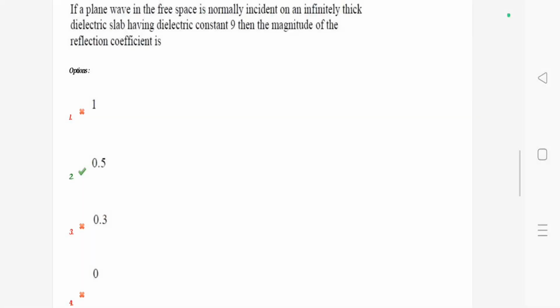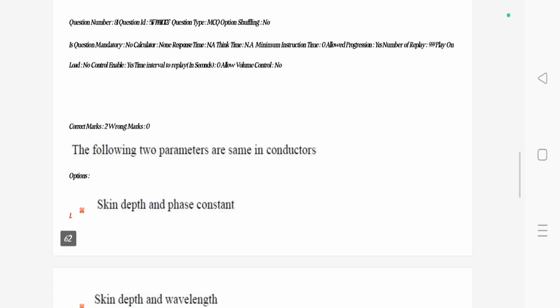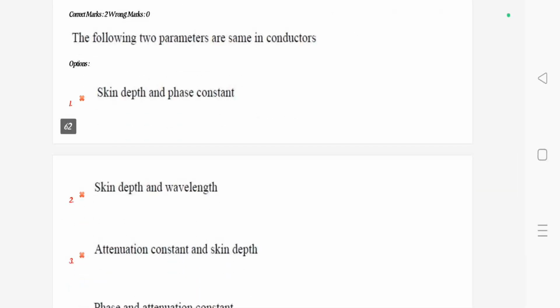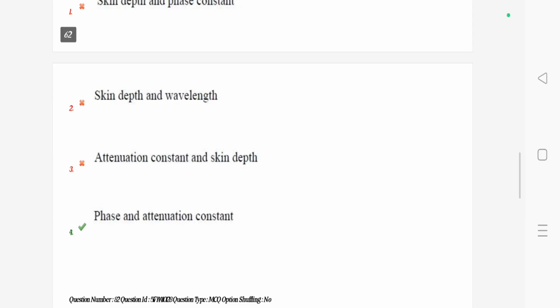If a plane wave in free space is normally incident on an infinitely thick dielectric slab having dielectric constant 9, then the magnitude of the reflection coefficient. This also I explained in the attached video. Answer comes to be 0.5. Next question. The following two parameters are the same in conductors: phase and attenuation constant.